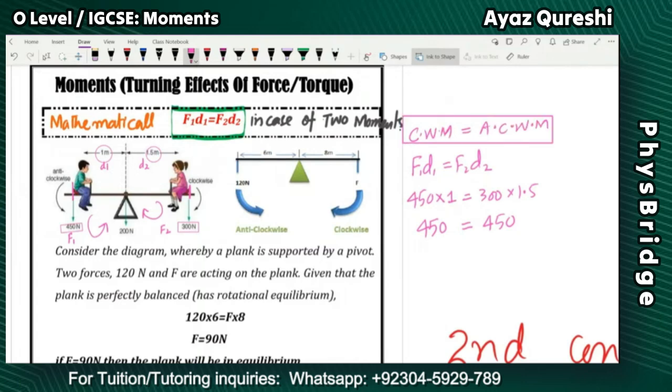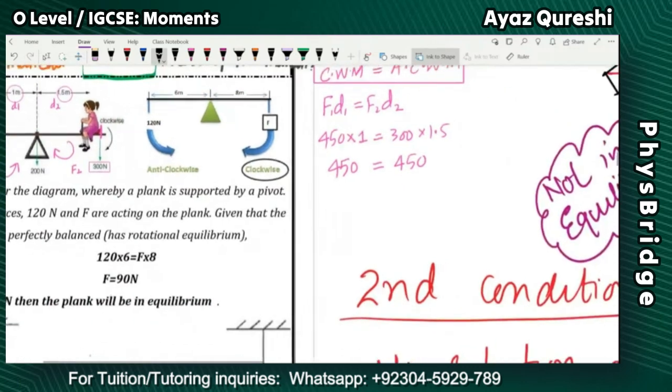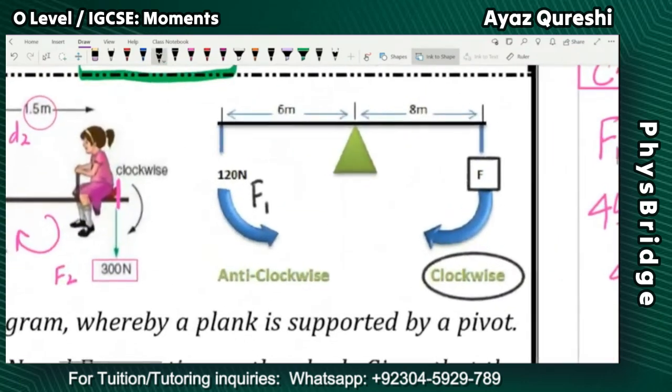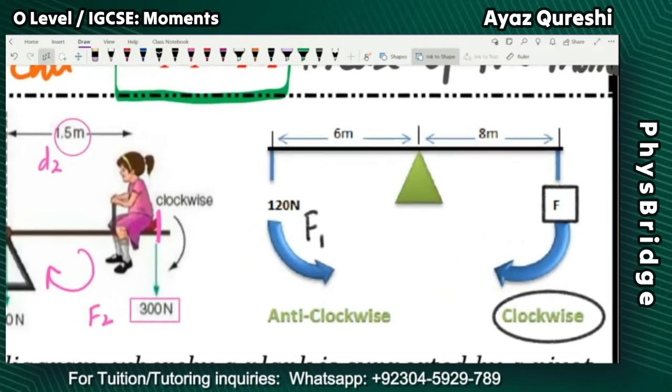But the problem is when you are asked to calculate an unknown force. Let's see here. Here you are not given this force. You are asked what will be F. So you will apply this formula to calculate. Check what is F1. F1 is 120. What is D1? 6 meter distance from the pivot. F2 is F, I don't know about that. And D2 is H. So just apply this one.